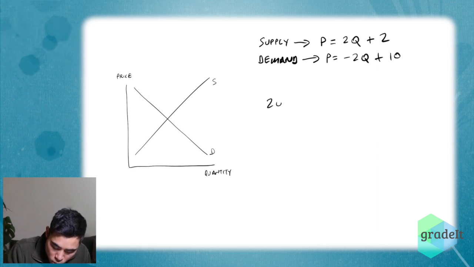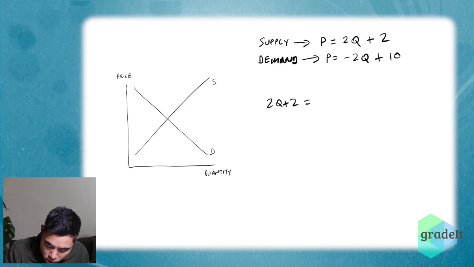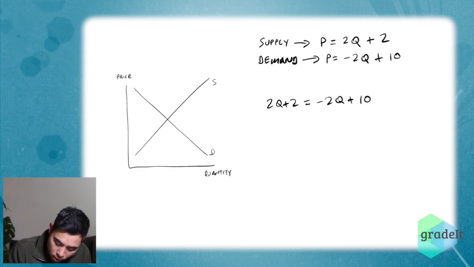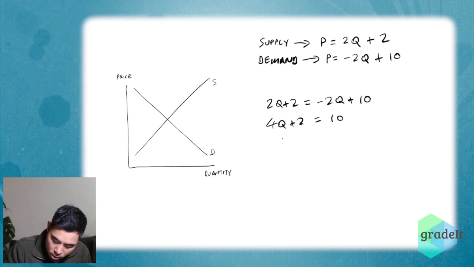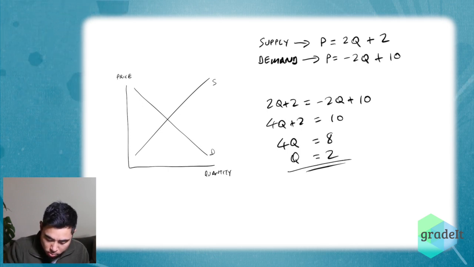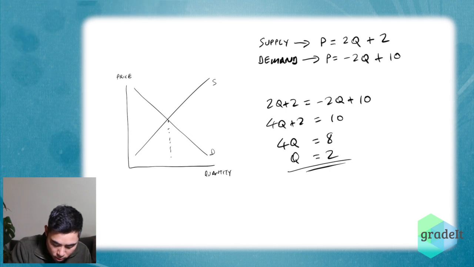So I have 2q plus 2, which is equal to p, but for my demand curve I also have p is equal to minus 2q plus 10. Okay, so now moving my minus 2q over, I get 4q plus 2 equal to 10, 4q equal to 8, so q is equal to 2, so that's my quantity down here.